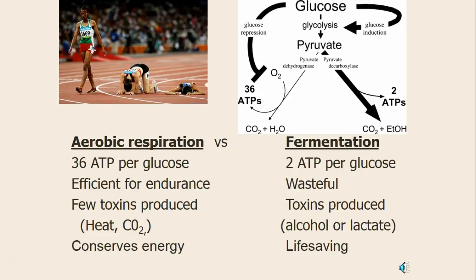Well, why do we have this fermentation, right? It makes no sense. Well, let's take a look at it. Here's aerobic. The first one we covered, 36 ATP, very efficient. No waste products really, clean burning, very conservative. Fermentation, well, only 2 ATP, extremely wasteful. Toxins produced, either alcohol or lactate. But there must be a reason, and one of the reasons we have it is life-saving or life-giving, really.